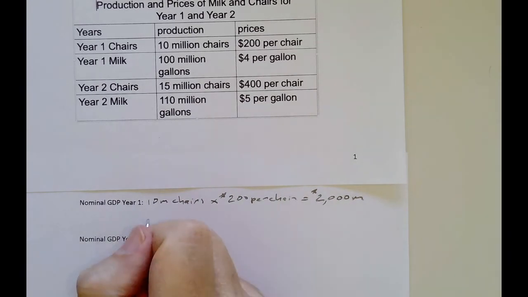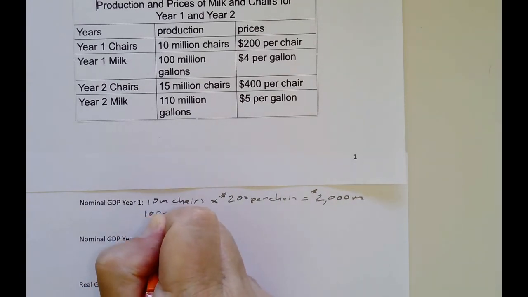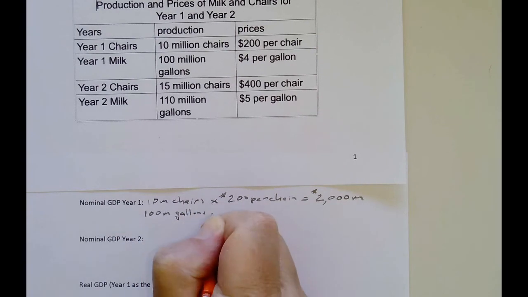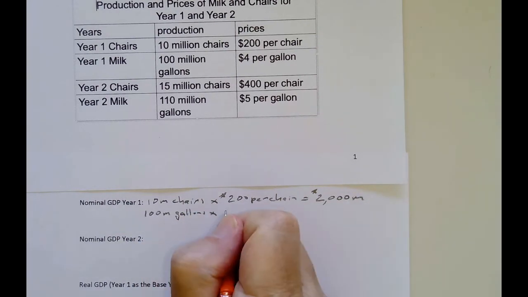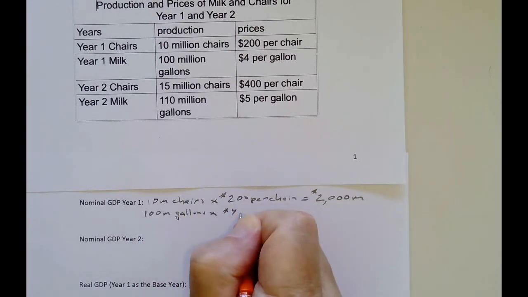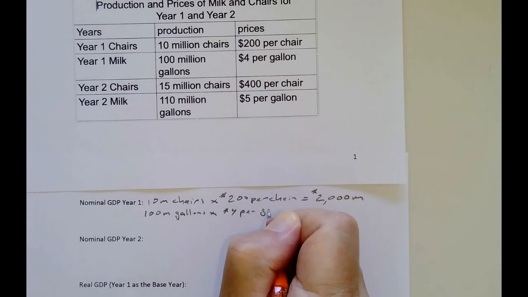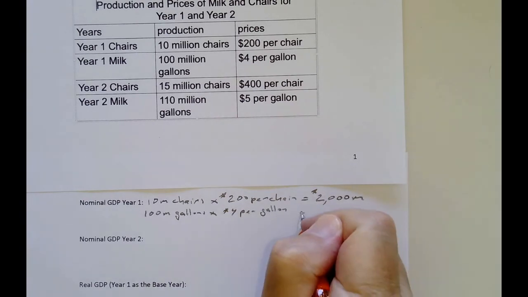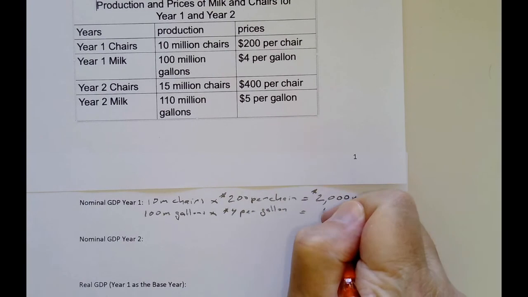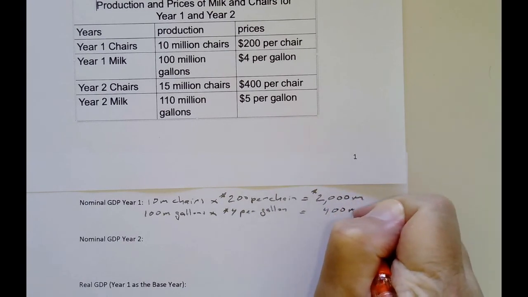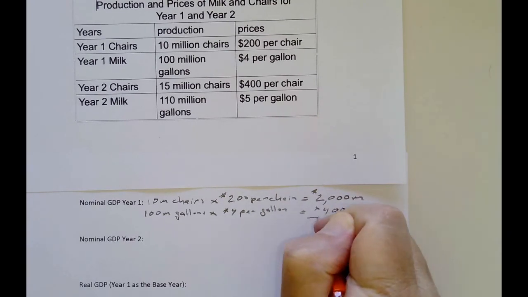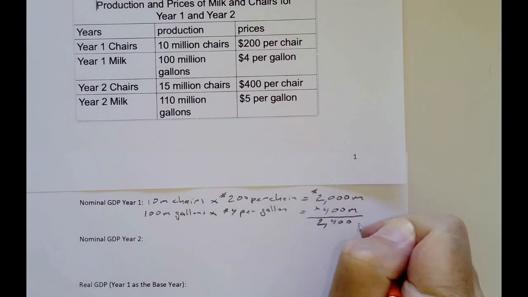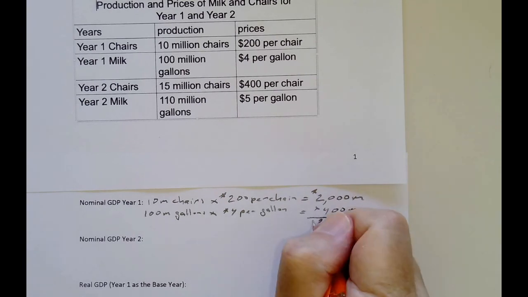And then you would take 100 million gallons of milk, times each price, which is $4 per gallon. And so $4 times 100 would be $400 million. Add them together, and that would be $2,400 million, or $2.4 billion if you like.